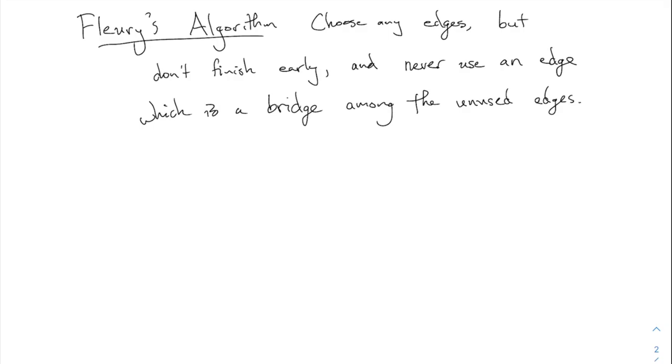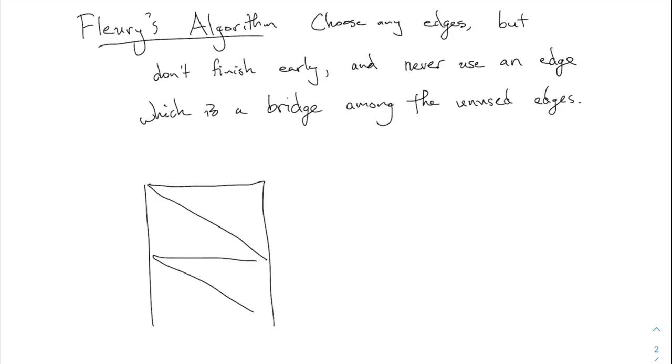That's a little confusing. I just want to do a few examples, and then I got a big example for you to try, and that'll do it for today. All right, here's my example. You will have to copy down my graph. All right, this is my graph. Can we find an Euler circuit in this graph?